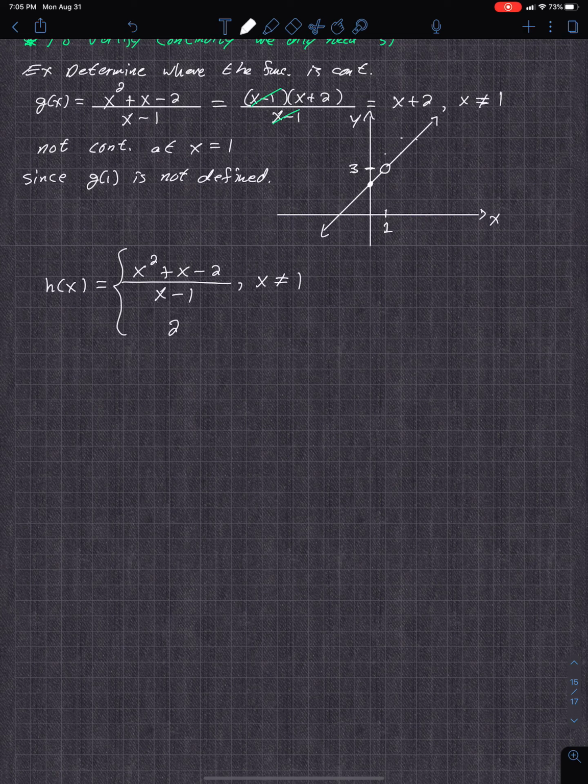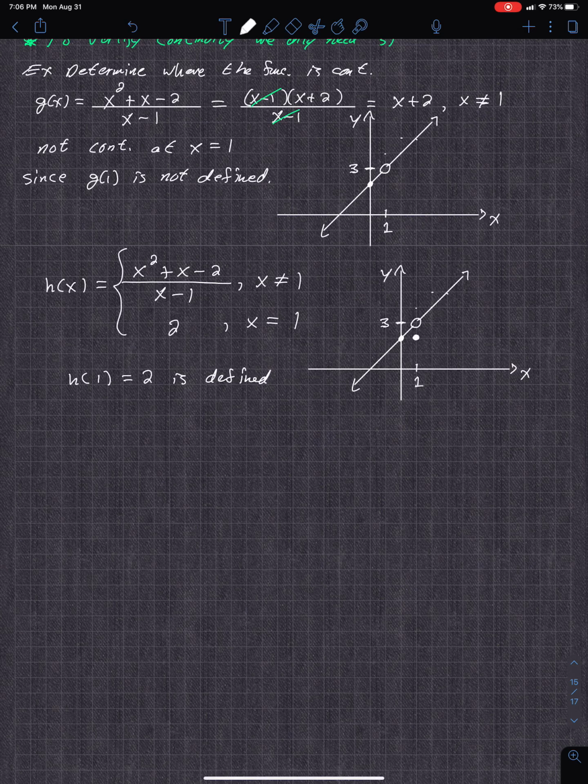x not equal to 1, and 2 if x equals 1. So this function really is the same. You don't have to actually redraw it. It's the same basic picture as this one up here. Let me move it down, copy, move it down. But at 1, the function value is 2. So at 1, the function value is actually here. So in this case, h of 1 is equal to 2, it's defined.